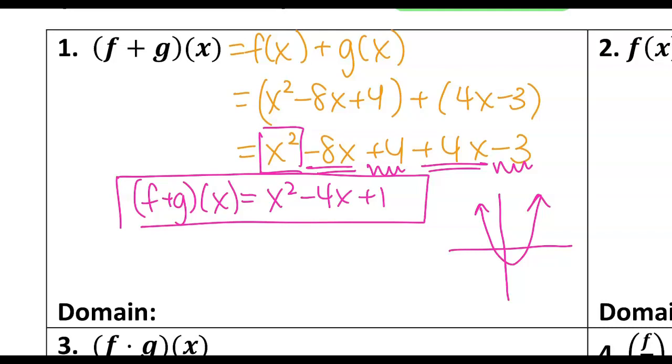So Maria, based on the graph that I just made, what's the domain going to be for that? And what's another way to write that? That's exactly it. So you can either write it as all real numbers or from negative infinity to positive infinity. So that's all I'm asking you guys to do.